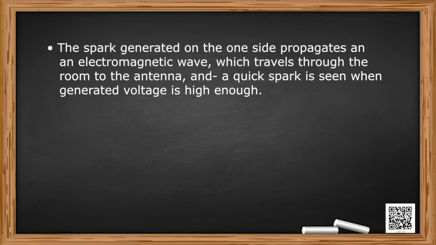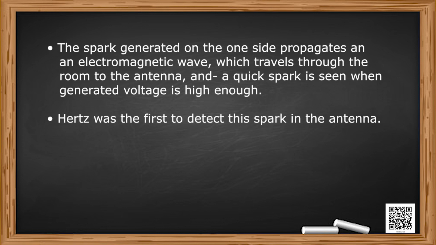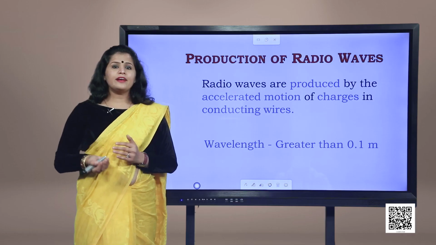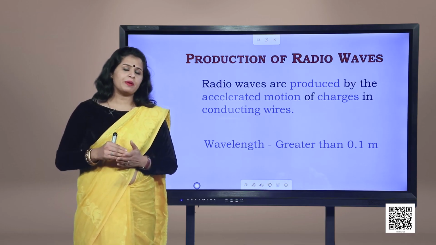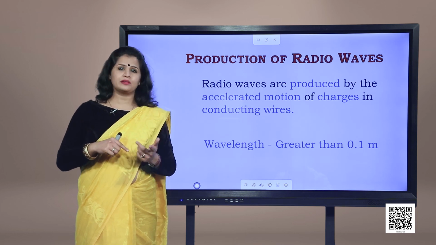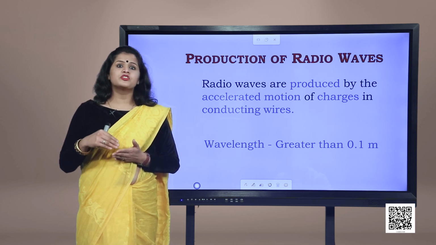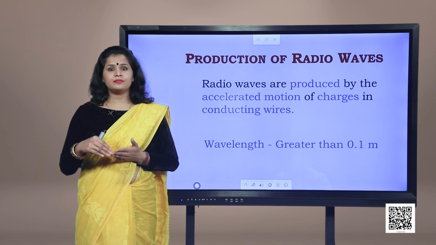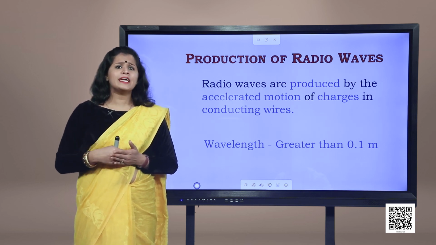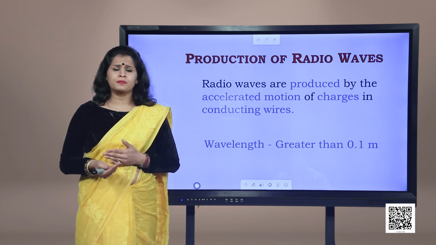The spark generated on one side propagates an electromagnetic wave which travels through the room to the antenna, and a quick spark is seen when the generating voltage is high enough. Hertz was the first to detect this spark in the antenna. At the end of 1888, he wrote a famous paper demonstrating that Maxwell was right. Electromagnetic waves aren't infinitely fast, but they travel at the speed of light. The wavelength of radio waves is greater than 0.1 meter.